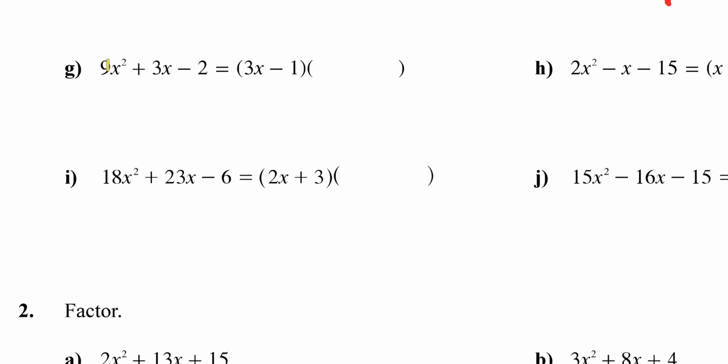All right, for letter G, I have a 9x squared and I have a 3x. So 3x times what will give me a 9x squared? That's going to be a 3x. And here's a negative 2. So negative 1 times what will give me a negative 2? That's going to be a positive 2.